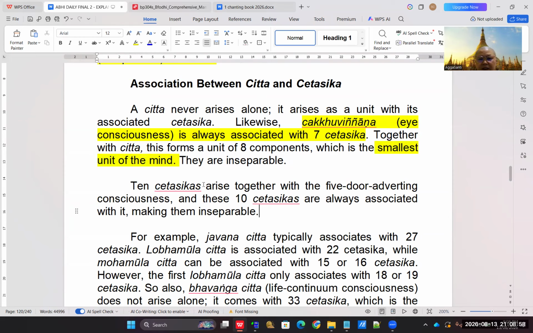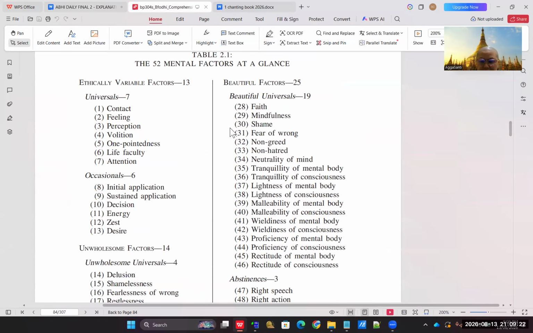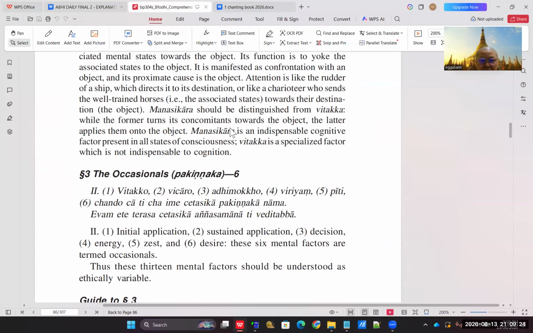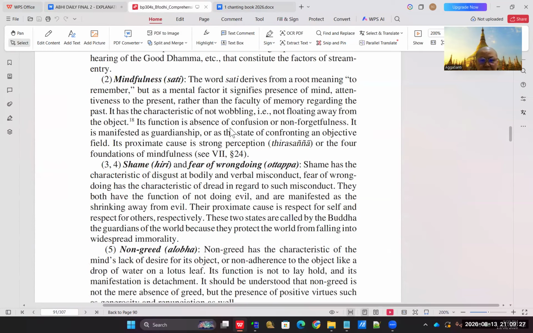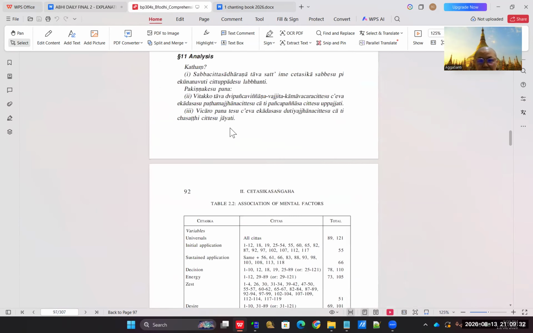So this 10 Chetasika. Why 10 here? With the 5 door consciousness and this 10 Chetasika. After that, you add another 3: Vitakka and so on. So to find all these Chetasika, you can find them somewhere in this book, I think. Yeah, this one.